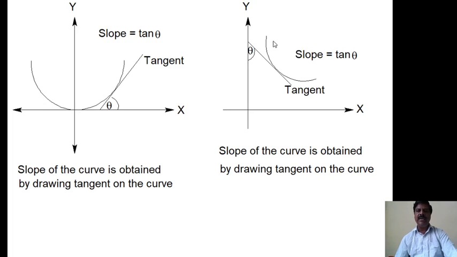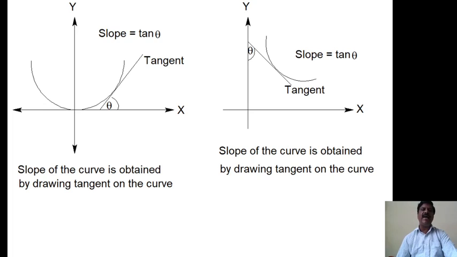Okay, but this curve does not pass through the origin. This curve is called a parabola, and the slope of the parabola can be obtained by plotting the tangent. What is the meaning of tangent?